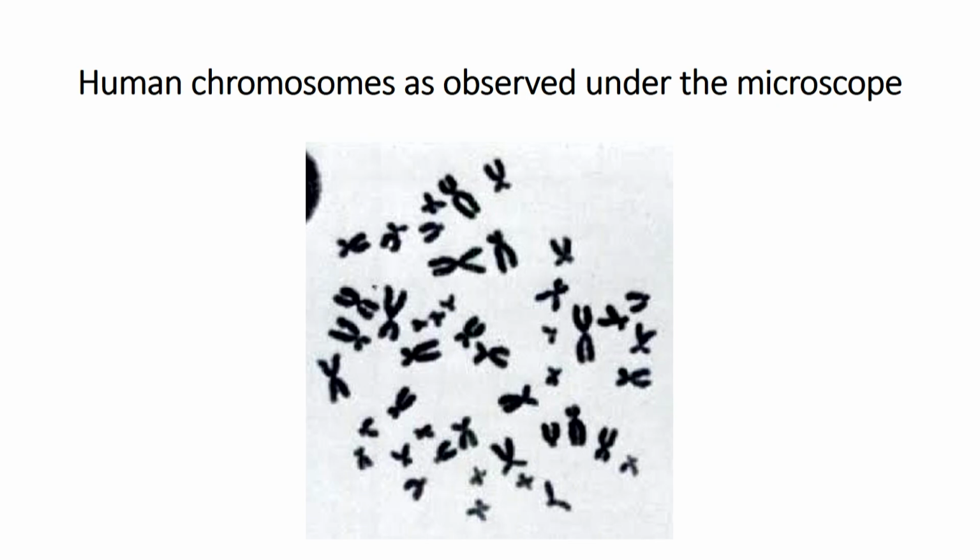This presentation is of week 10, first lecture, and the title is Karyotyping. Human chromosomes, as observed under the microscope, look like these. So this is a plate which is photographed straight from the microscope. This is a normal bright field microscopy image.